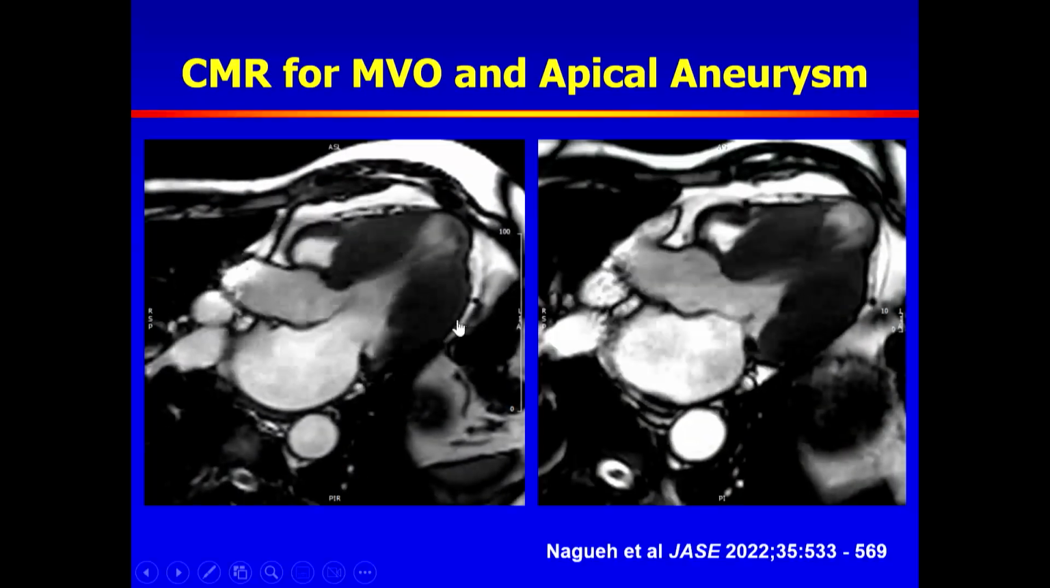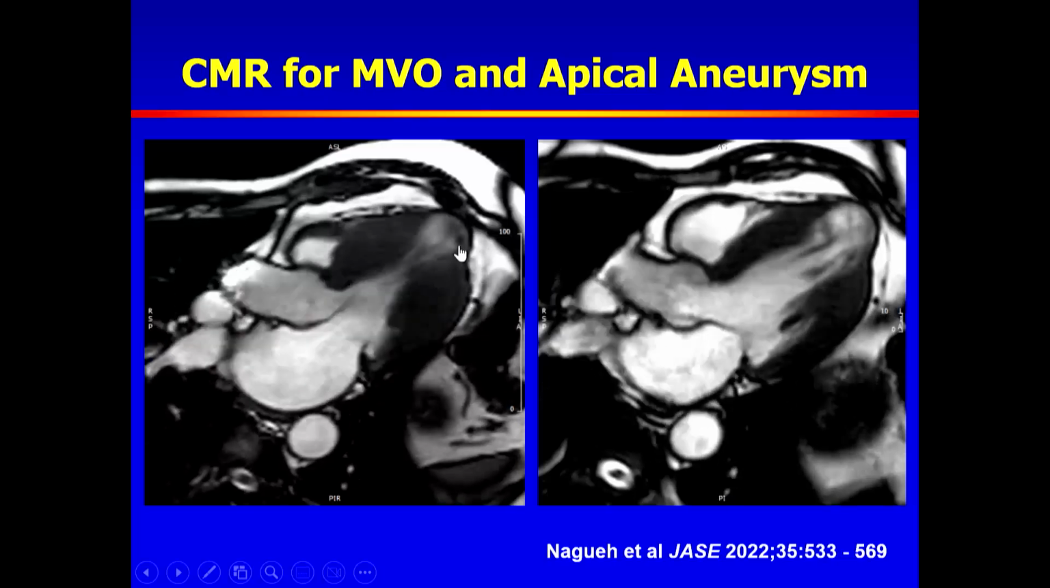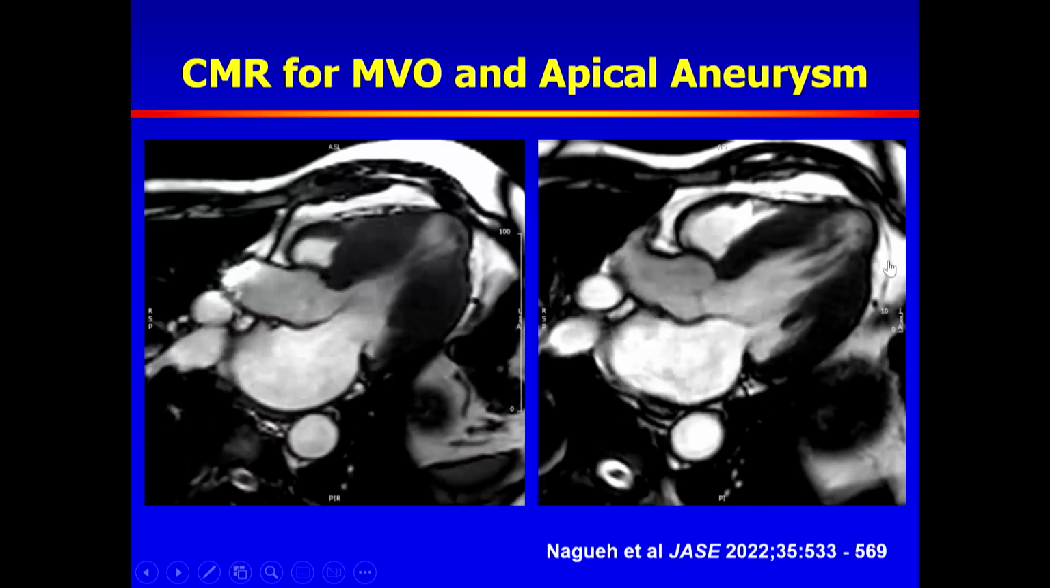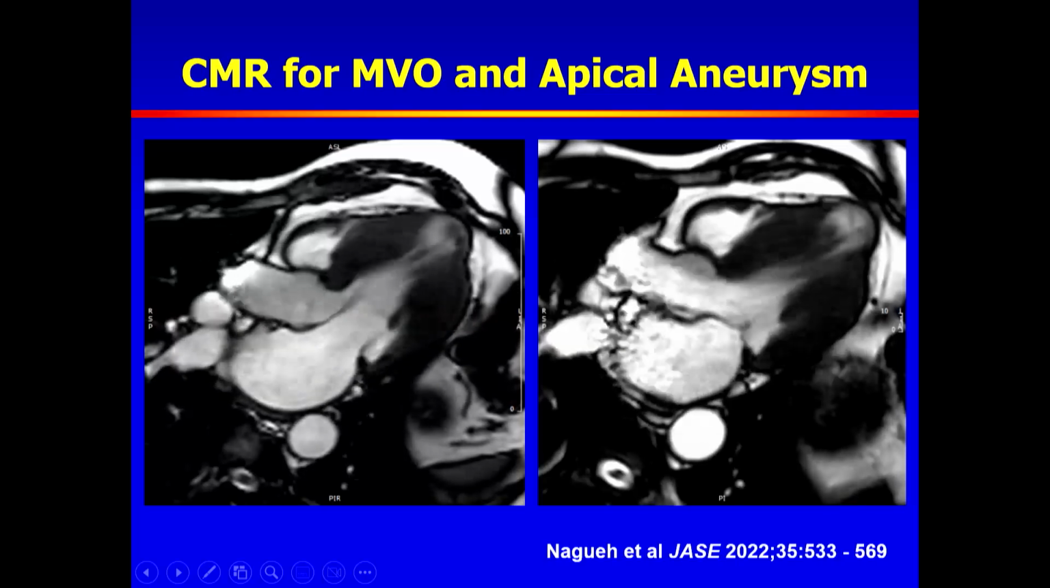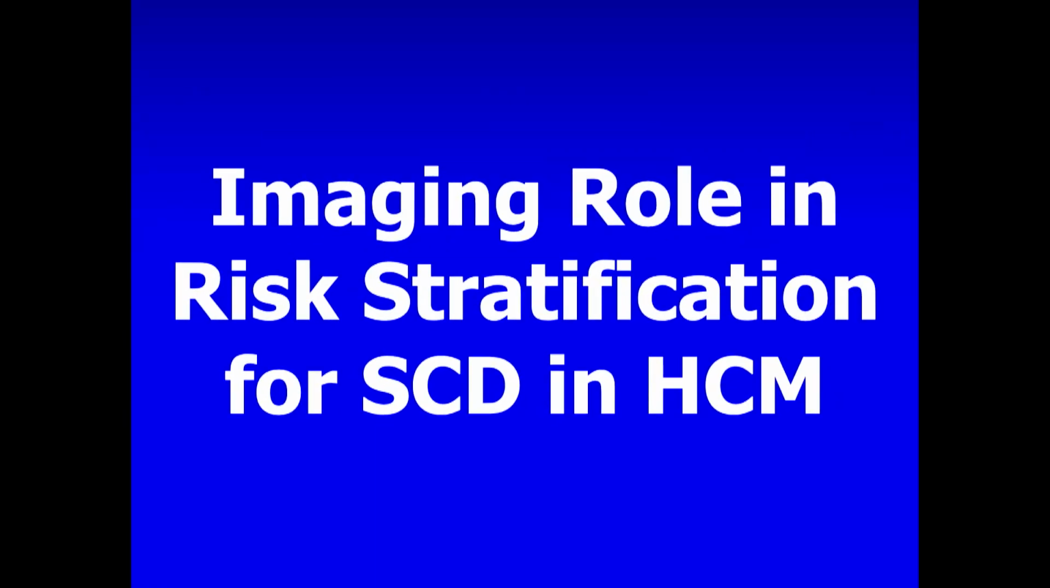Look at it by CMR. Again, you see the mid-ventricular obstruction, the apical clot, and after anticoagulants a couple of years later, that is not present anymore. Of course, these cases, if you recognize the clot, they should be on anticoagulants.